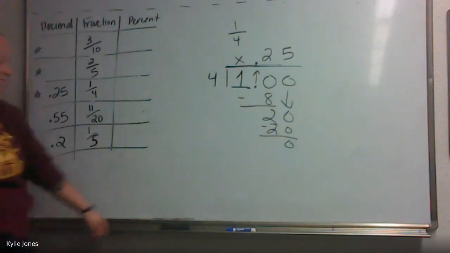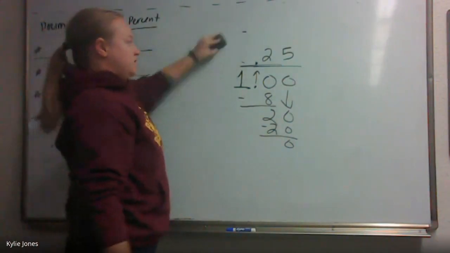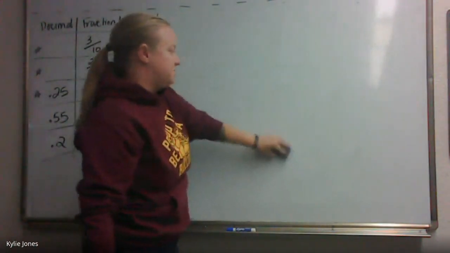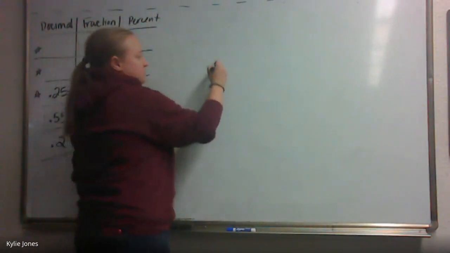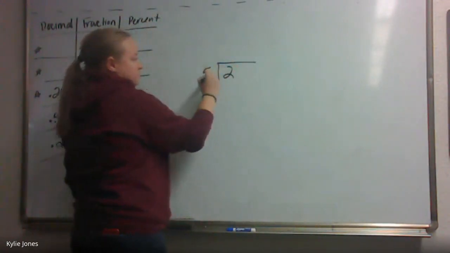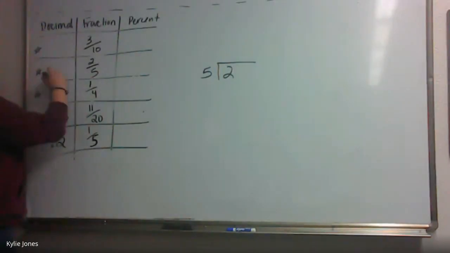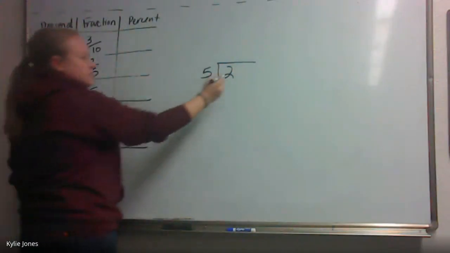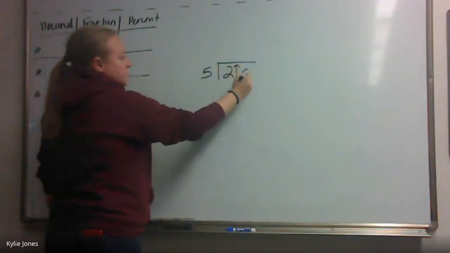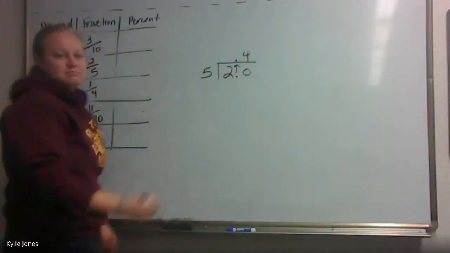Okay, what about 2/5? When you divided, what did you get for 2/5? What was our decimal for that one? 0.4. Good, it is 0.4, because this turns into a 20, and 5 goes into 20 4 times. And you're done.